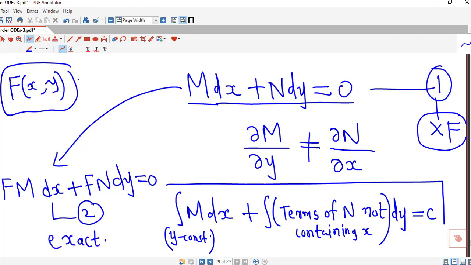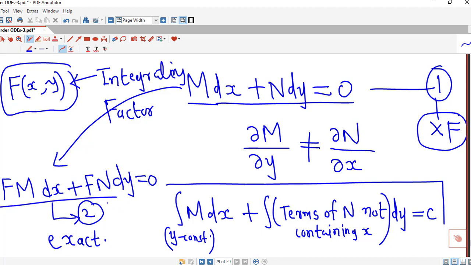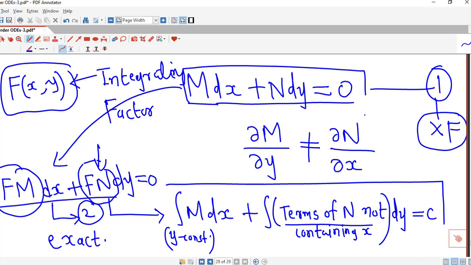Then this function is known as an integrating factor. Capital F is known as the integrating factor of equation 1, and the resulting equation 2 becomes exact. So we can solve this exact differential equation using this formula. Instead of M, we will write F into M, and here we will consider terms of F into N not containing x. Now the question is whether an integrating factor exists or not.